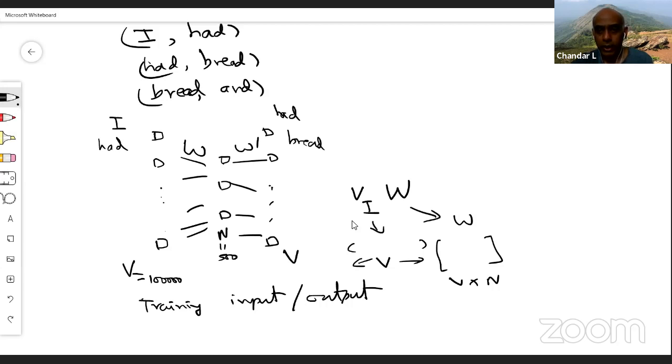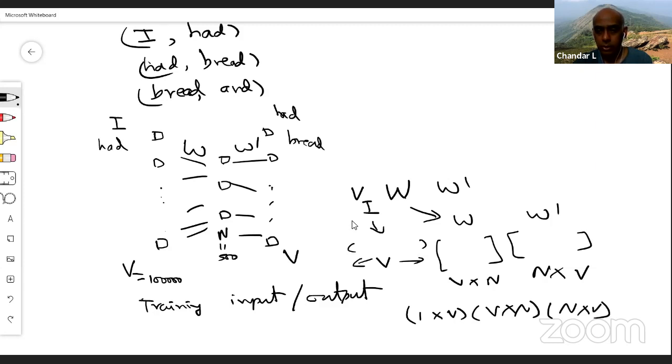This is the W. And then you have one more matrix, which is N cross V, which is the W dash. So what do you end up getting? You have this VI multiplied by W multiplied by W dash. This was 1 cross V, this was V cross N, and this was N cross V. So if you have a 1 cross V matrix multiplied with a V cross N matrix and then with an N cross V matrix, you finally end up with a 1 cross V matrix. So this again becomes a vector of dimension V.